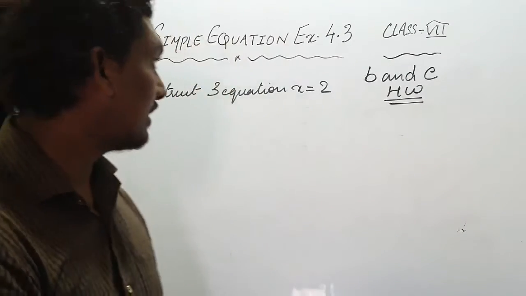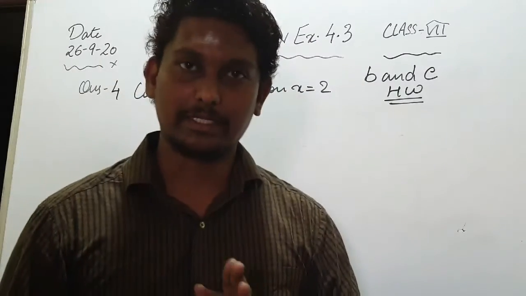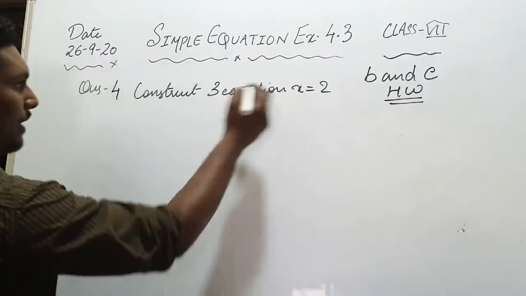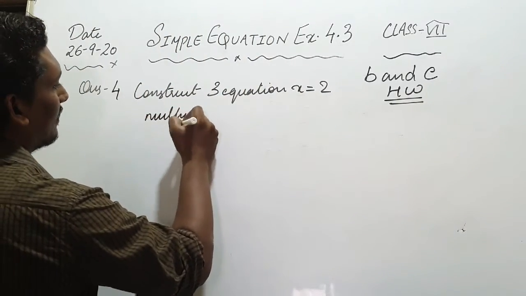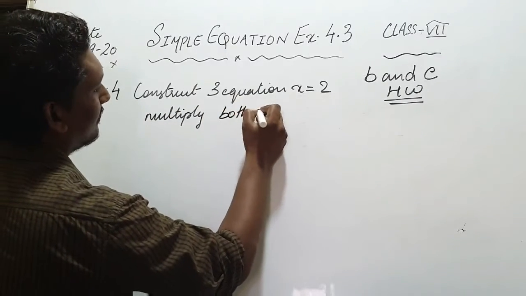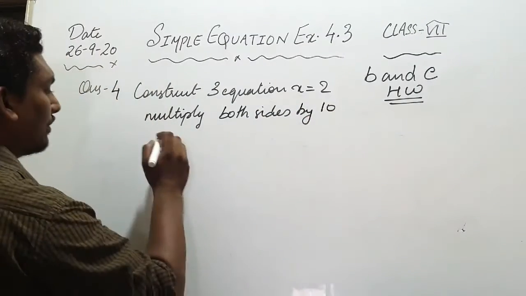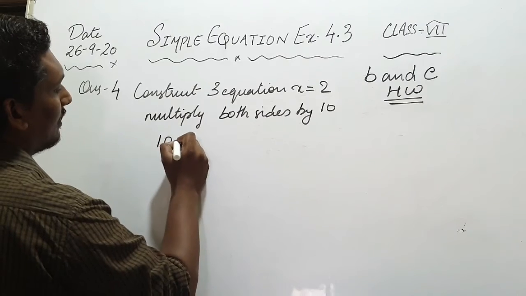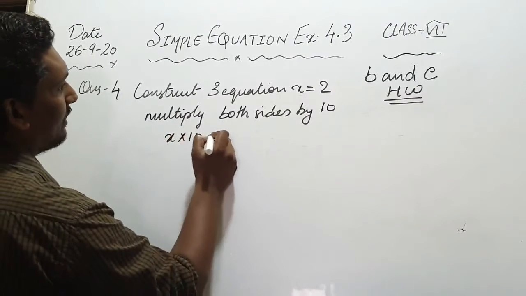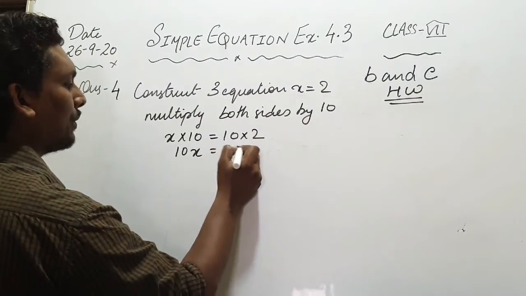Okay, now we are going to do the next one. In the previous question, B is homework for you. In this question, we have to construct 3 equations when x is equal to 2. I have already sent the video, you can see it in the previous video. Here I am going to multiply both sides by 10. You can take any number you want. So x into 10 is equal to 10 into 2, that is 10x is equal to 20.